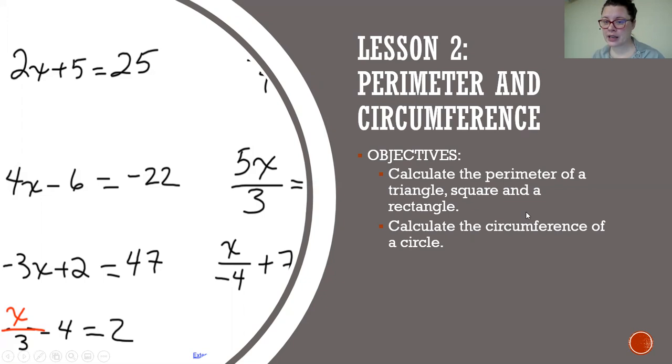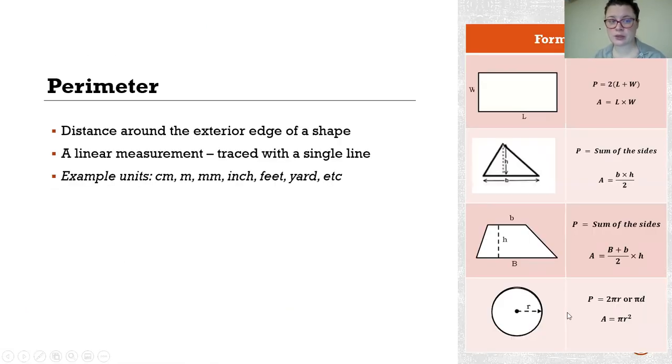Now, by the end of this lesson, we should be able to calculate the perimeter of triangles, squares, rectangles, and we'll look at a formula for our trapezoids, just following some formulas, and we'll also be able to calculate the circumference of a circle. This lesson shouldn't be too long and should be just a really good reminder of how we need to calculate these components.